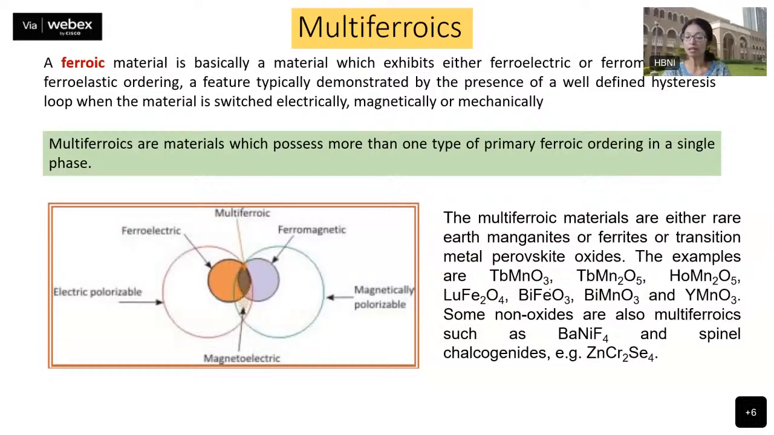The examples are TbMnO3, TbMn2O5, holmium manganates like HoMn2O5, lutetium ferrites like LuFe2O4. This is a very important material, bismuth ferrite BiFeO3, bismuth manganate BiMnO3, and yttrium manganate YMnO3. And some non-oxide materials are also multiferroics, such as barium nickel fluoride, and the spinel chalcogenides like ZnCr2Se4. So these are the various classes, various types of multiferroic materials which are being pursued very rigorously in multiferroic research.